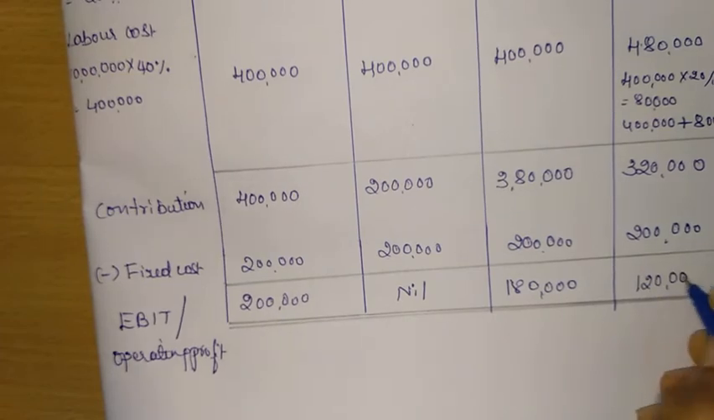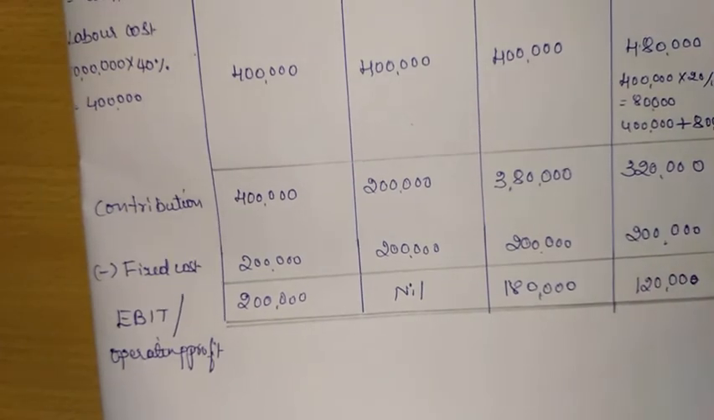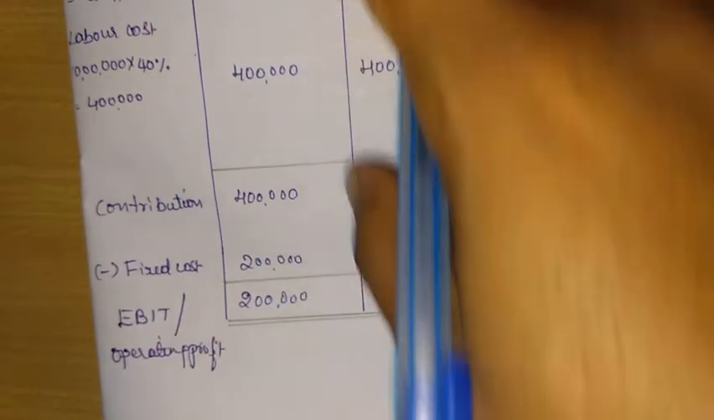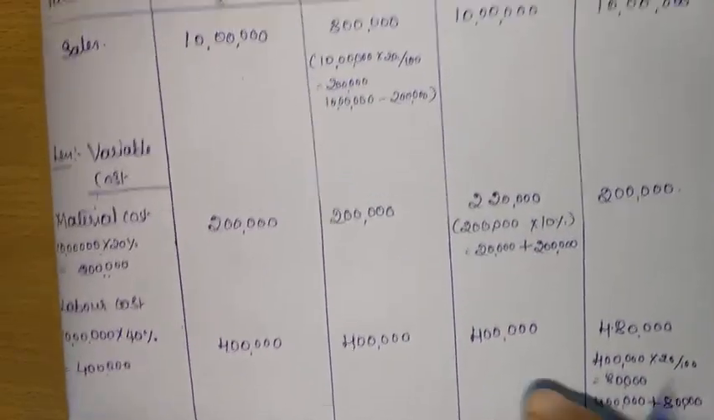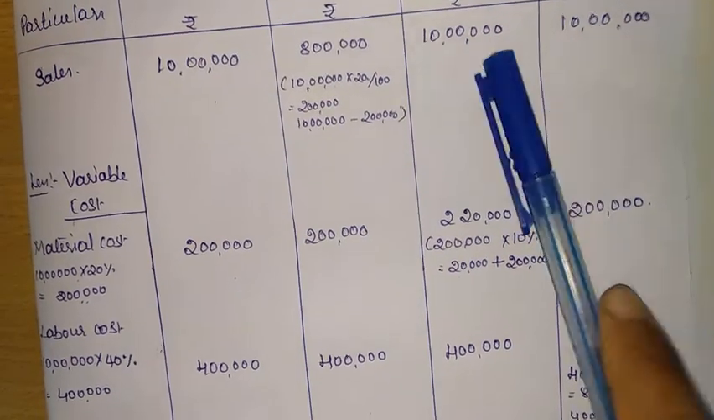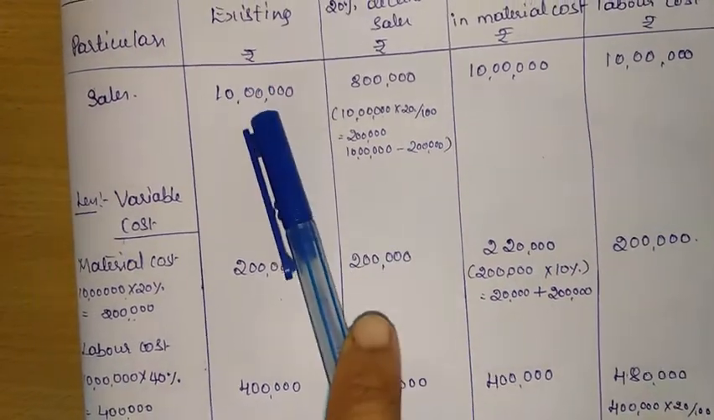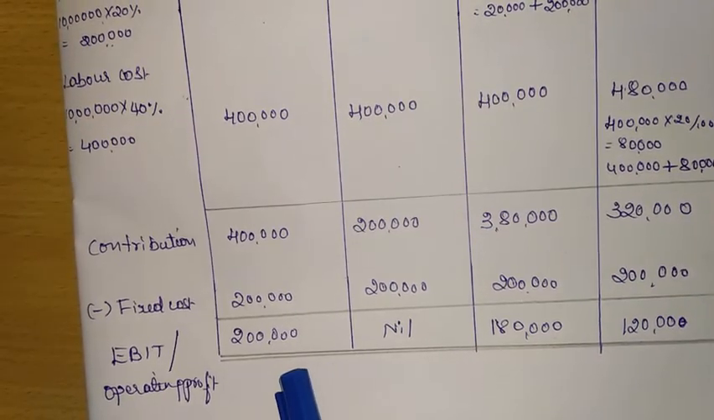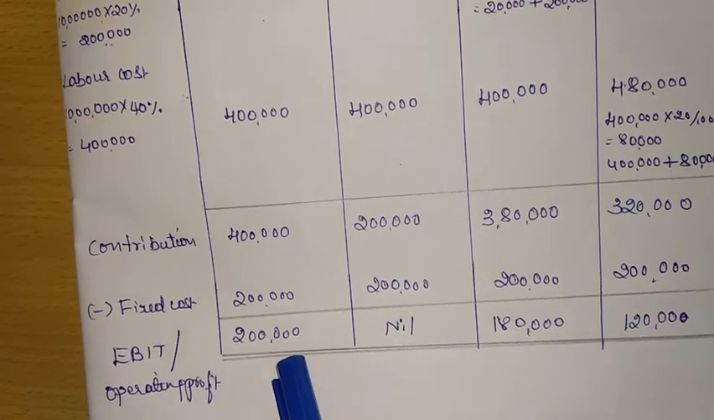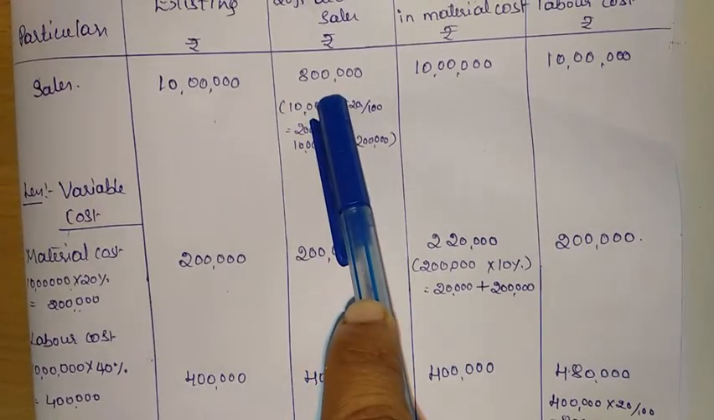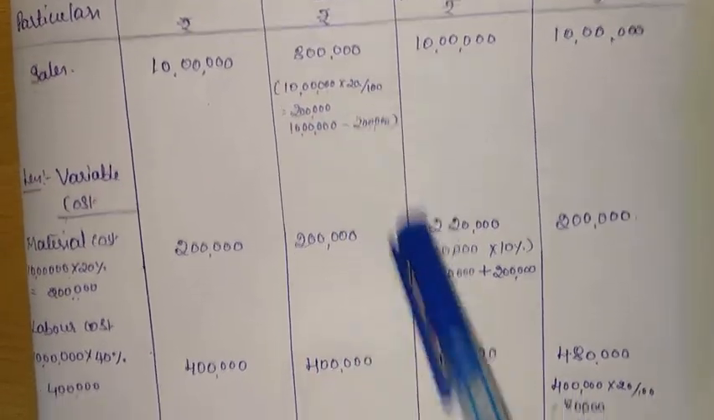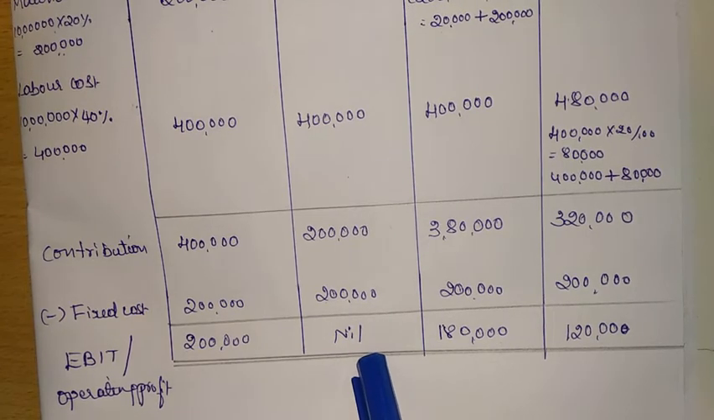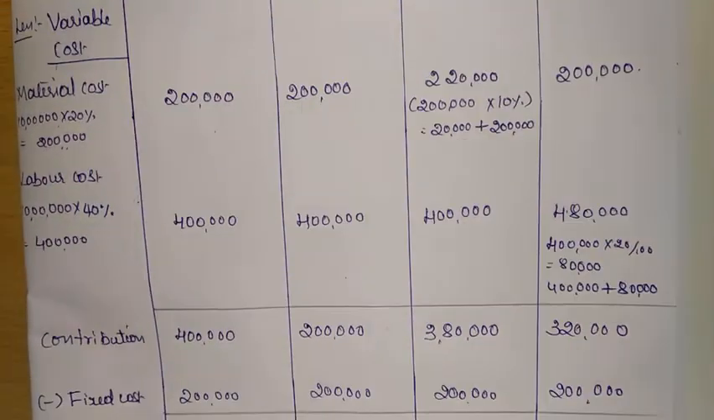So now you can see what are the changes that happened in EBIT when there are changes that took place in sales and variable cost. See, when sales is 10 lakh, at that time EBIT, meaning operating profit, was 2 lakh. When sales reduces by 20%, at that time there will be no operating profit. Profit also decreases. When sales decrease, profit also decreases.